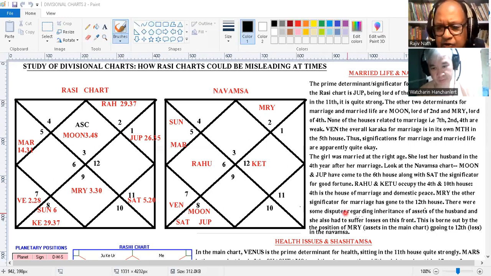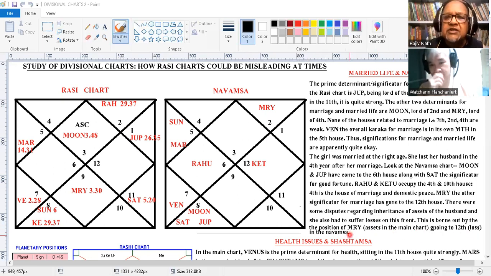There were some disputes regarding inheritance of assets of the husband, and she also had to suffer losses on this front. See, the fourth house is for assets. But Mercury, lord of the fourth house, has gone to the 12th house in the Navamsa. This is borne out by the position of Mercury, the significator of assets, in the main chart. Going to the 12th, loss in the Navamsa.